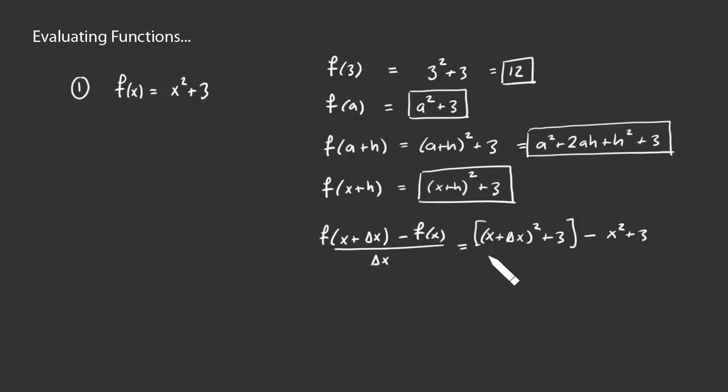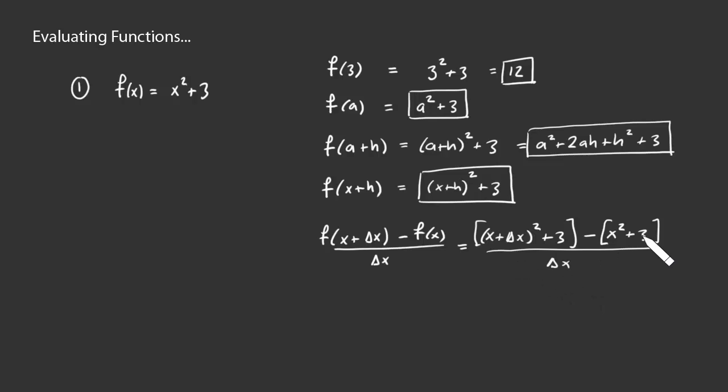Now be careful here. You're subtracting f of x. All of f of x. All of this is f of x. If you don't put those brackets, you're going to lose a distributed negative. So be careful about that. And then, of course, all of this is over a delta x. Okay? This, of course, can be simplified quite a bit. So let's go ahead and do that.